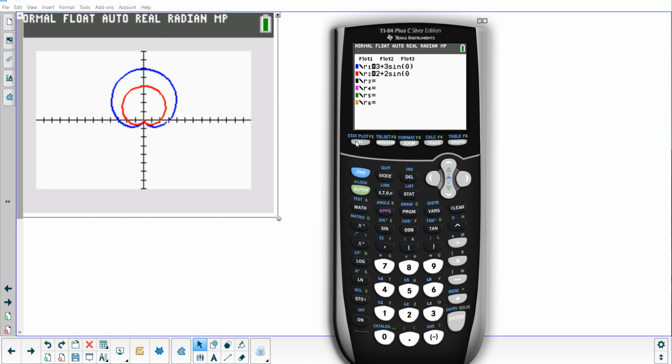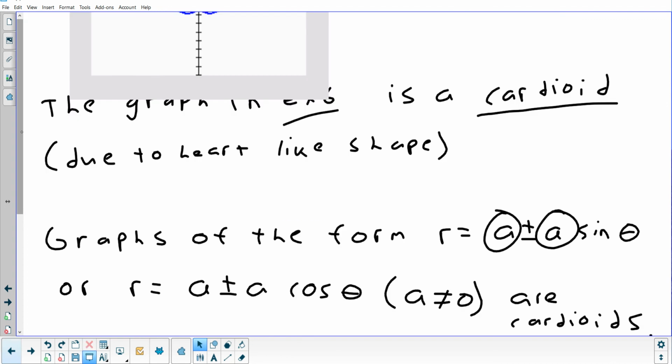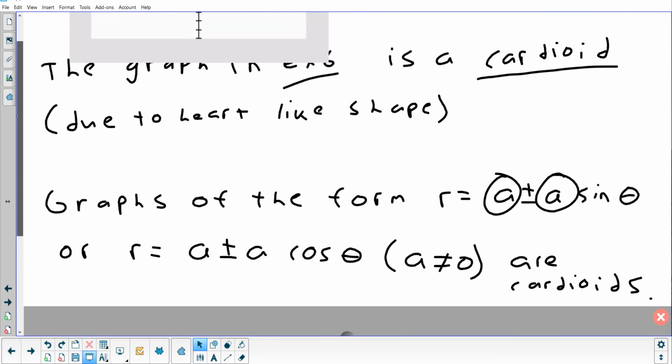It's going to be flipped around so the point that they touch is going to be on the top. What cosine does is rotate it. If you do 3 plus 3 cosine, your cardioid is now on its side. You can make the cardioid face any way you want: left, right, up, down, you can flip it. But anytime you have a formula that fits this pattern, or this pattern, it's a cardioid.